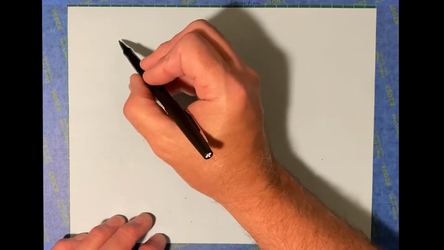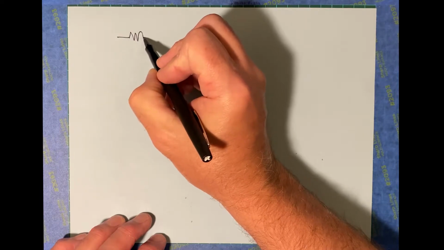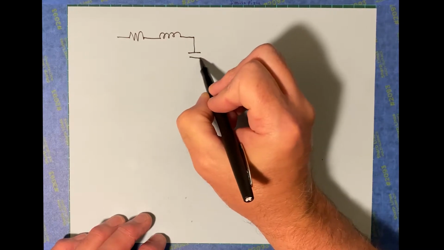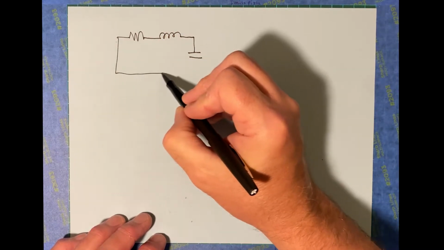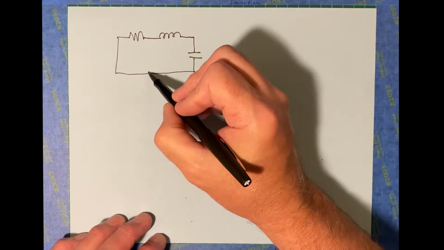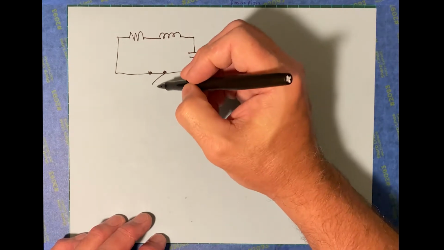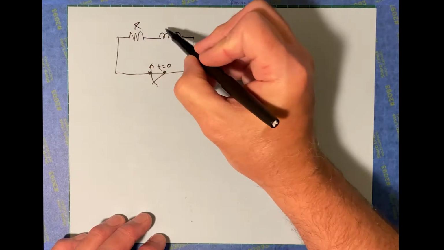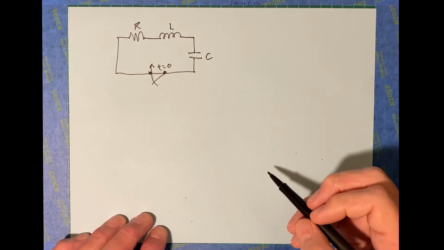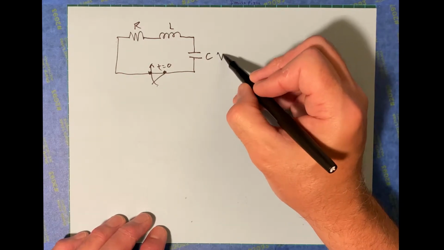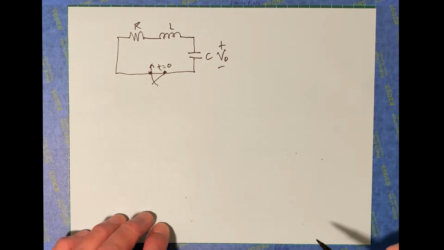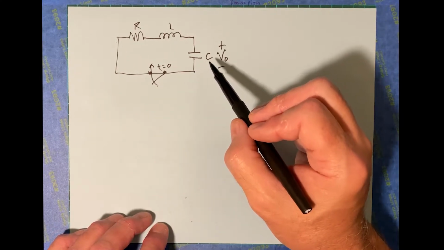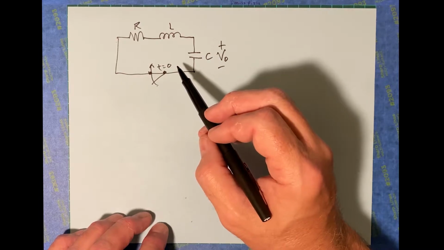So let's say that we've got this as our circuit. Let's put a switch down here at the bottom. There's a switch here. That switch is closed at t equals 0. So we've got some R value, some L value, some C value here. Now the capacitor has some initial voltage across it. So this is the natural response for a series RLC.